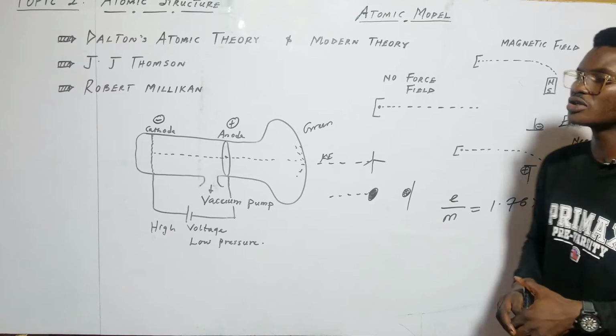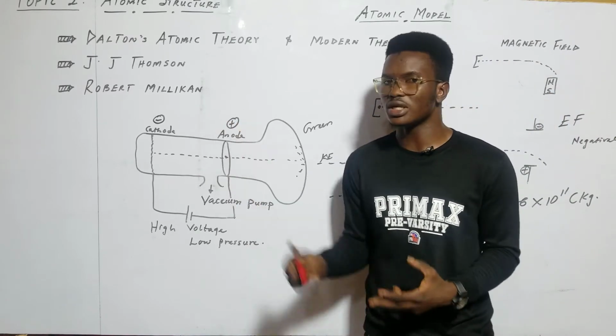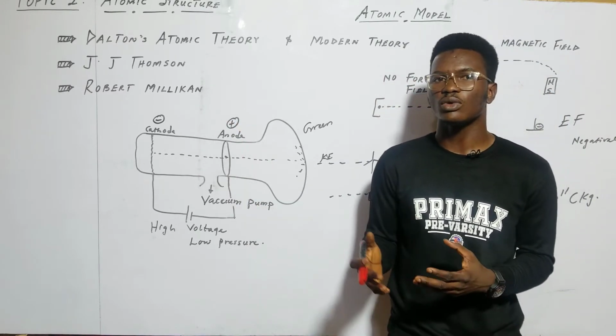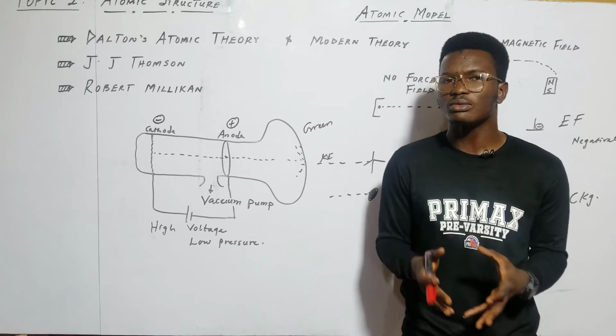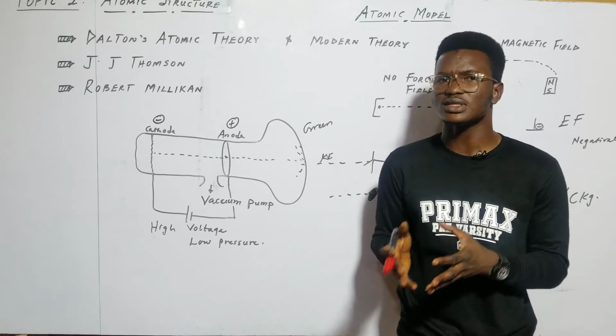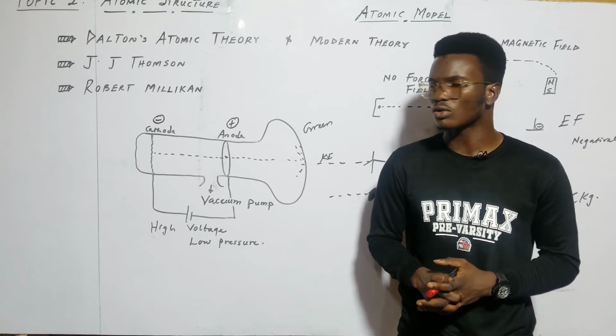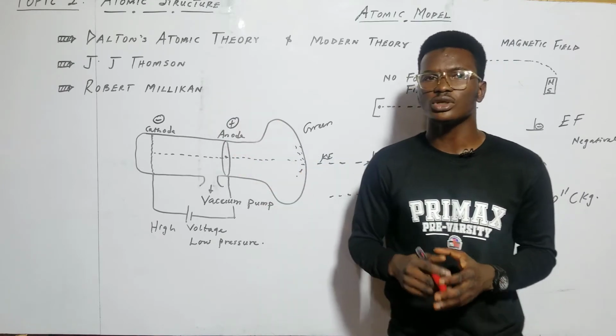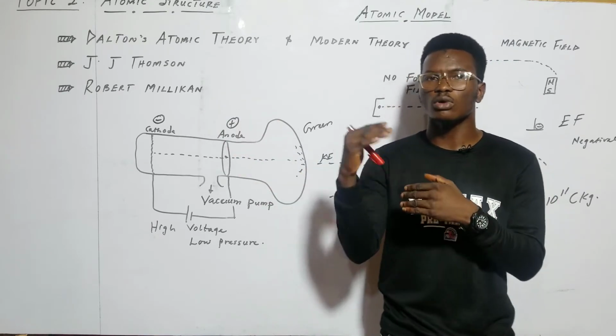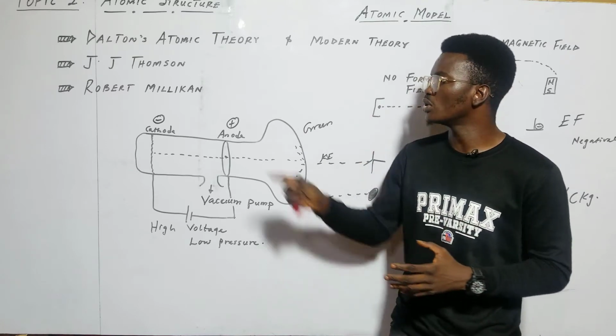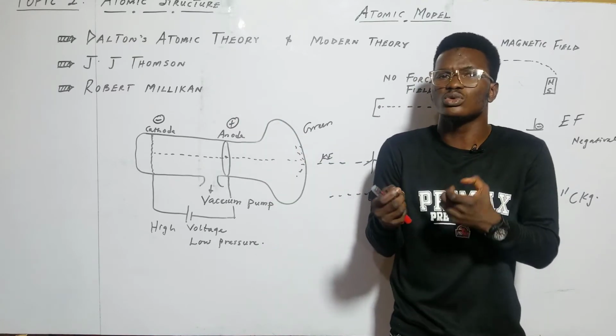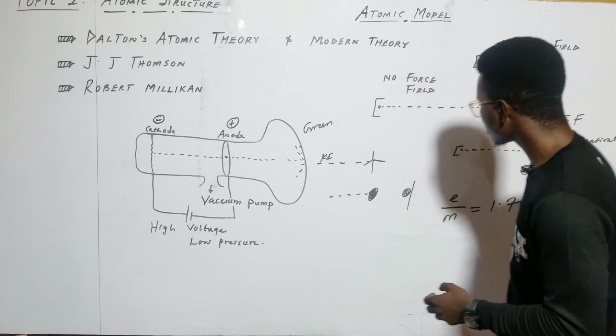It was later discovered by Robert Millikan. Robert Millikan discovered what we call the charge of electron. The value of the charge of electron is 1.6 times 10 raised to power minus 19 coulomb. Now, this charge of electron discovered by Robert Millikan was compared to the charge to mass ratio discovered by J J Thomson in order to know the mass of the electron. Now, let's quickly see that.